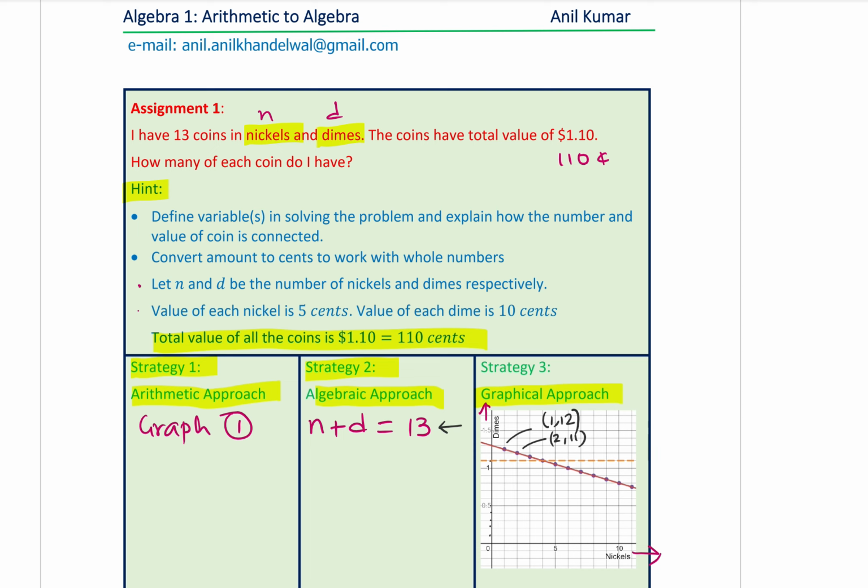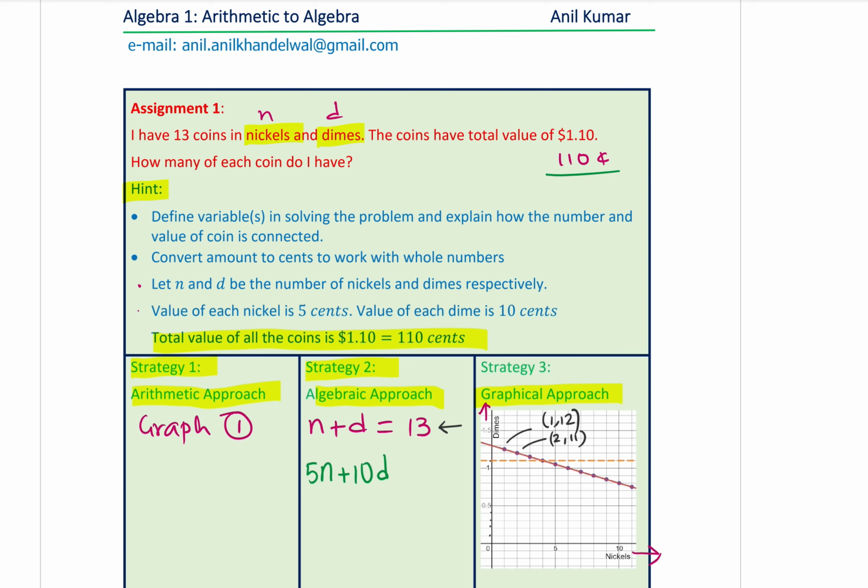Now the second one for us is the value. The value is 110 cents. So when you say the value, each nickel is 5 cents, so it will be 5 times n plus 10 times d. That is what we have, right? That is the value of each. And we want that to be 110 cents. That will be the solution, right?